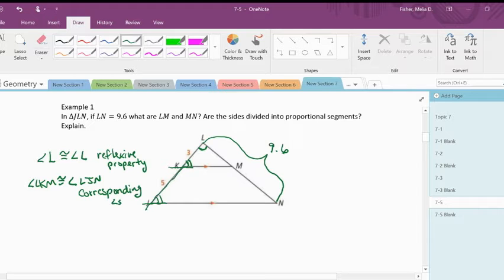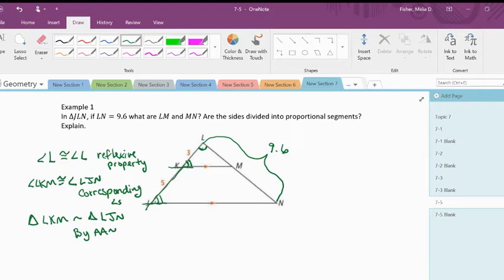We also know that triangle LKM is similar to triangle LJN by the angle similarity. So we've got L and L and then these 2 angles right here. So we have that the 2 triangles are similar. Therefore, we can take the proportions and set them up.